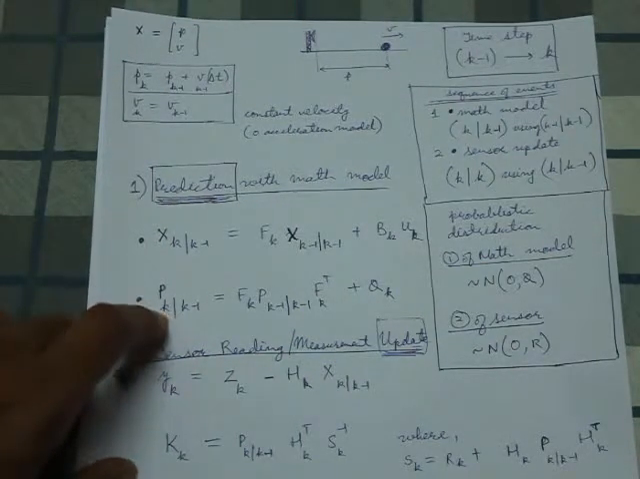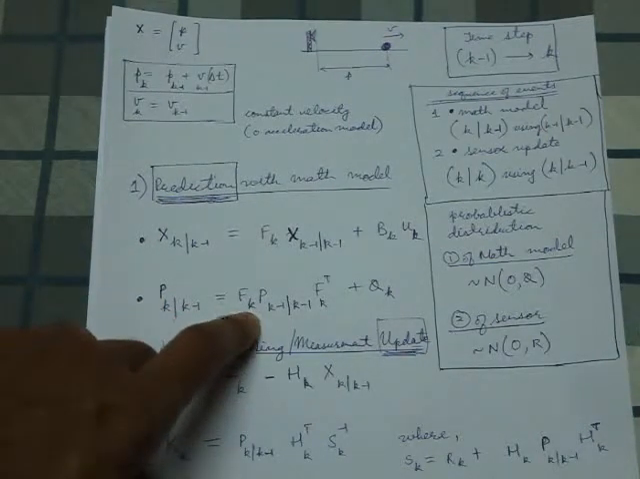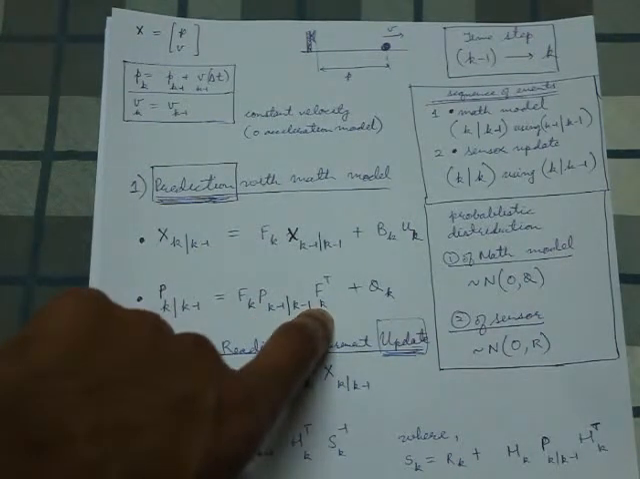And the equation for that is P at time k given k minus 1 is equal to F at k times P k given k minus 1 times F transpose plus Q.